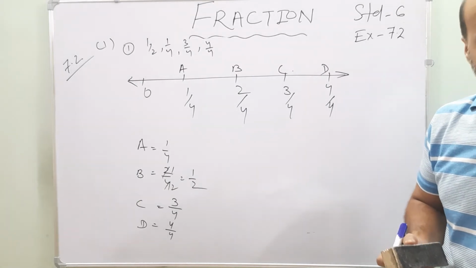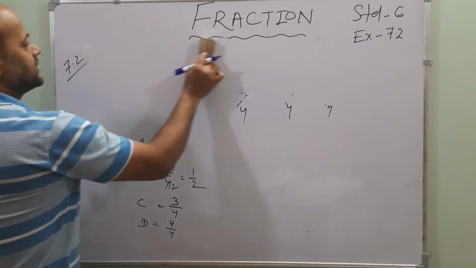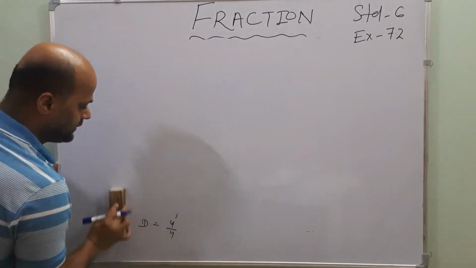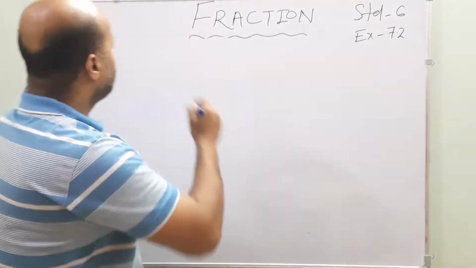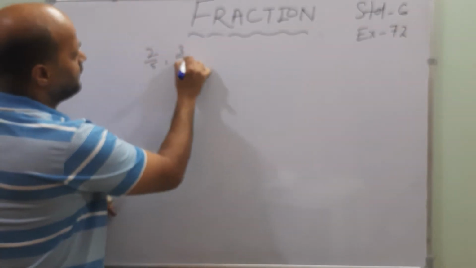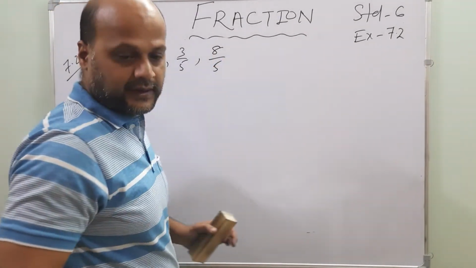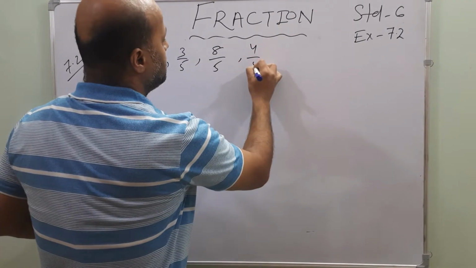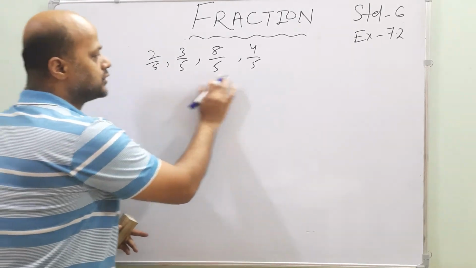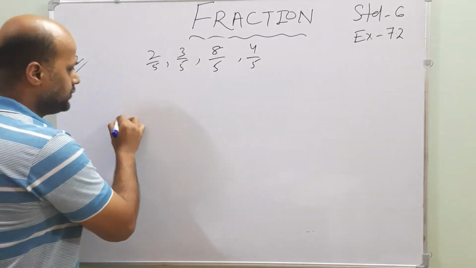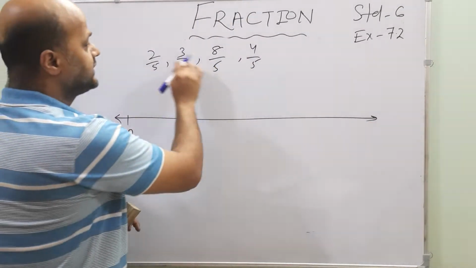Let's go to another question of your book. Okay. So what is the next one? The next one is saying 2 by 5, 3 by 5, 8 by 5 and 4 by 5. Okay. So always remember, what is the total? Total is 5, and you have to draw a number line. Okay, 0. But check the numerators.